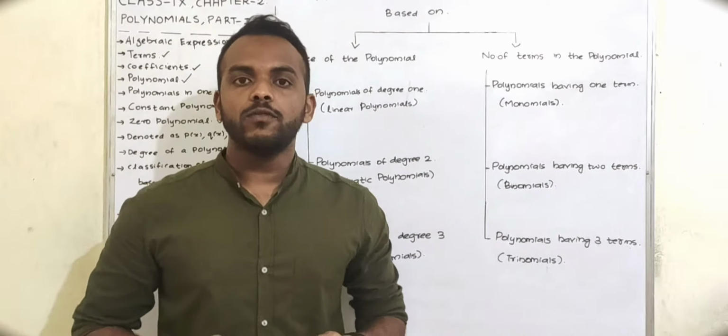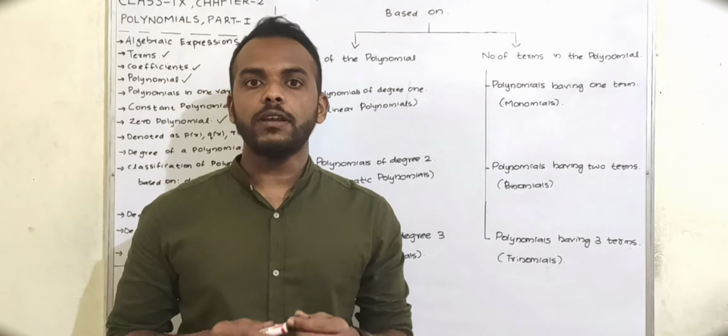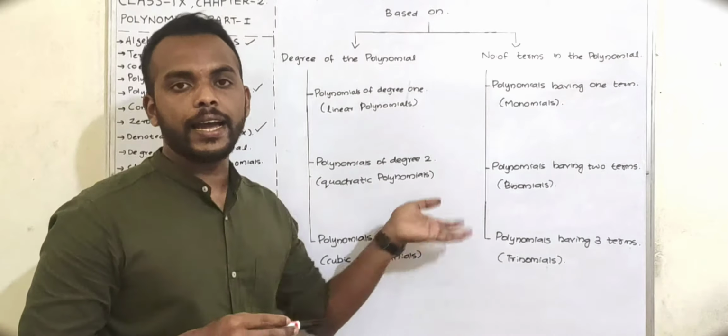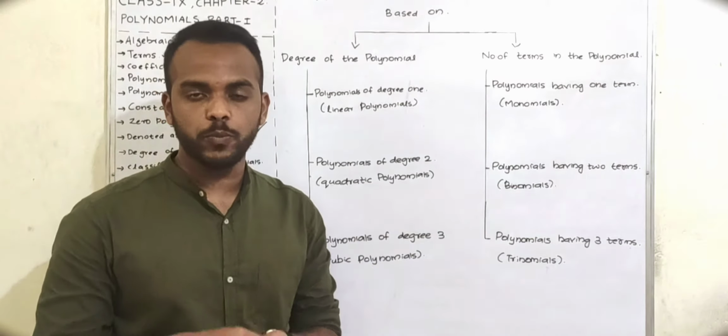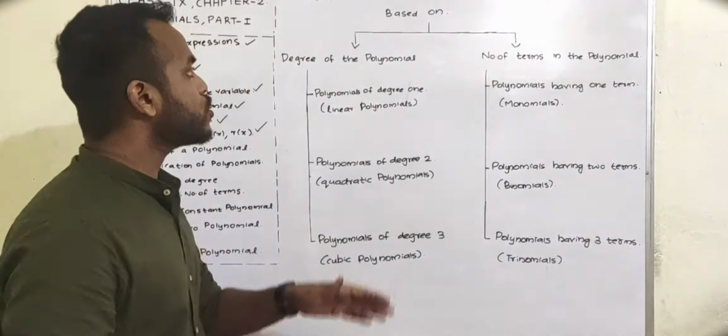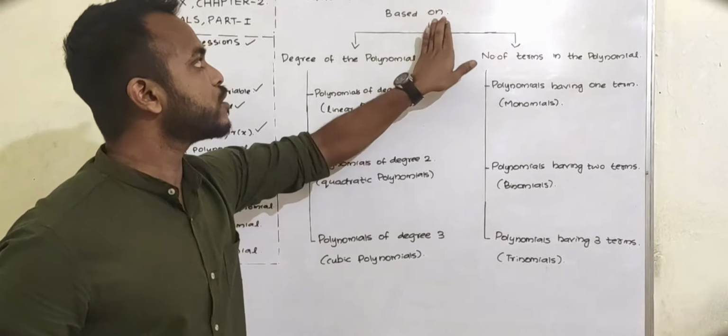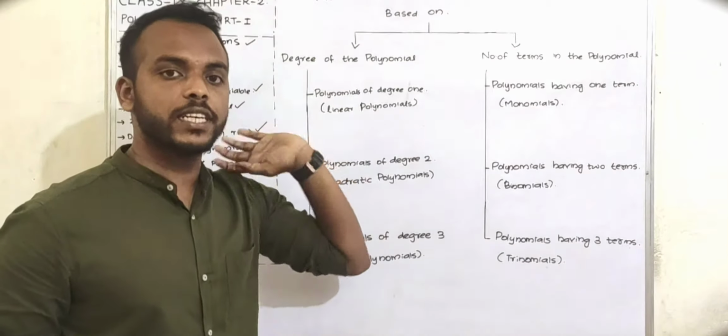So we have seen what is the degree of a polynomial. Now let's see how polynomials can be classified based on the degree, and which is the other criterion in which polynomials can be classified. We are going to learn the classification of polynomials. Two types of classifications are there.